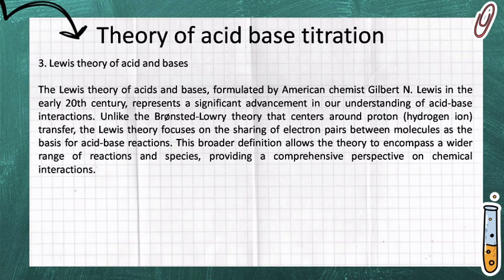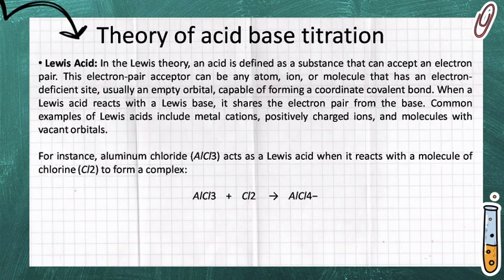This broader definition allows the theory to encompass a wider range of reactions and species, providing a comprehensive perspective on chemical interactions. A. Lewis acid. In the Lewis theory, an acid is defined as a substance that can accept an electron pair. This electron pair acceptor can be any atom, ion, or molecule that has an electron-deficient site, usually an empty orbital, capable of forming a coordinate covalent bond.